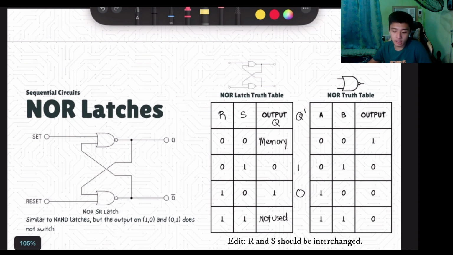Same goes when R and S are 1 and 0, the output will remain 1 and 0. So there's another major difference. For NOR latches, when both R and S are zeros, the output will be memory. However, when both of them are 1s, then it shouldn't be used. So this is another opposite compared to NAND latches.